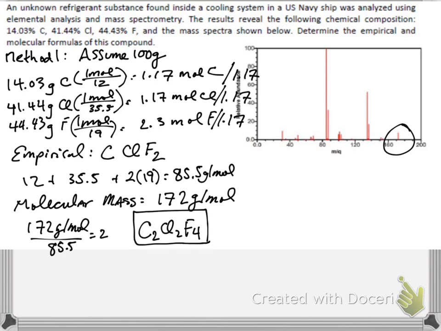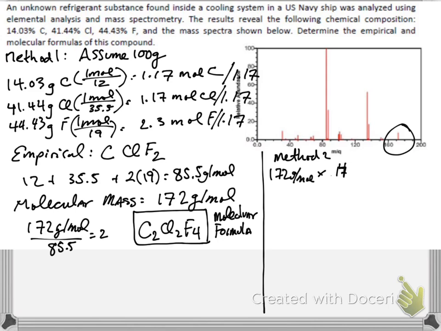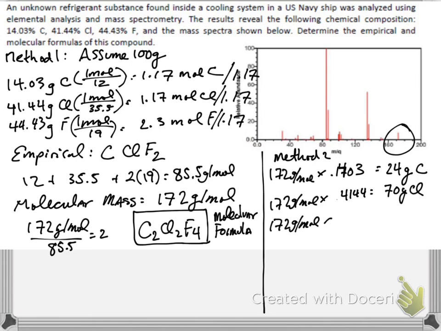Okay, so now let's look at method 2. So method 2 looks at the percentages of each atom's mass in the molecular mass. So at 172 grams times 0.1403, that gives us the grams of carbon, 24 grams. We do the same thing with chlorine, and that gives us the grams of chlorine. And if we do 172 times 0.44, we get the amount of grams of fluorine.